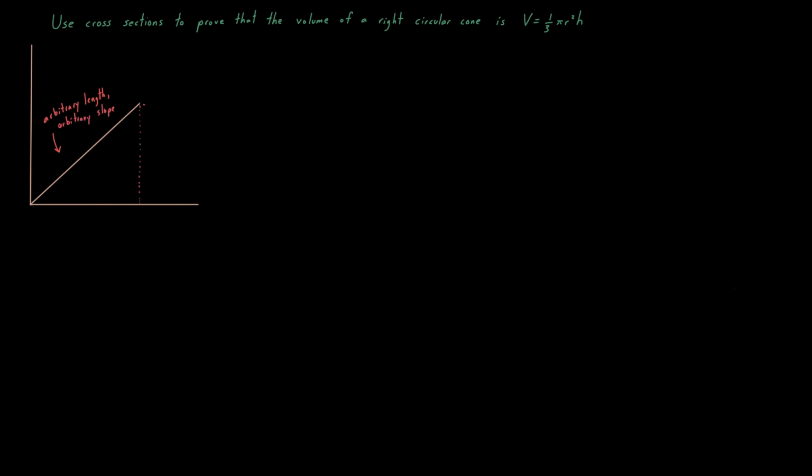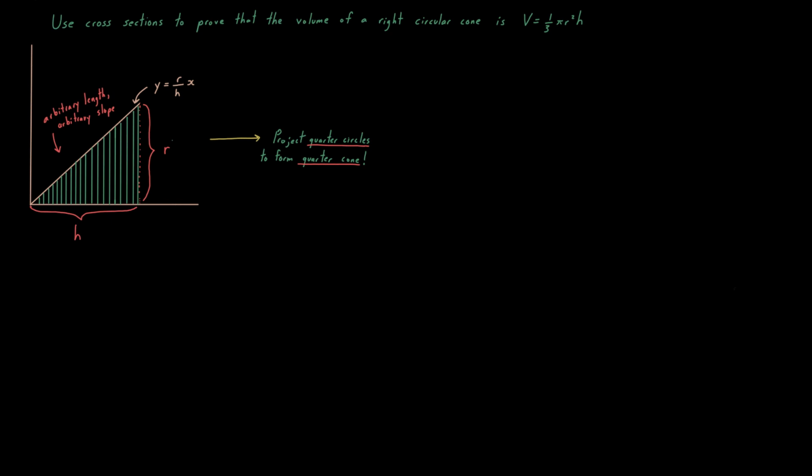All right, so getting back into it now. Draw an arbitrary segment from the origin, arbitrary length, arbitrary slope. And there we go. The height is r, the run is h in this case. Seems a little counterintuitive, but from this 2D region, I'm going to project quarter circles. Again, quarter circles to form a quarter cone. The line, of course, is y equals (r over h) x, mx plus b, b is 0, m is r over h in this picture.